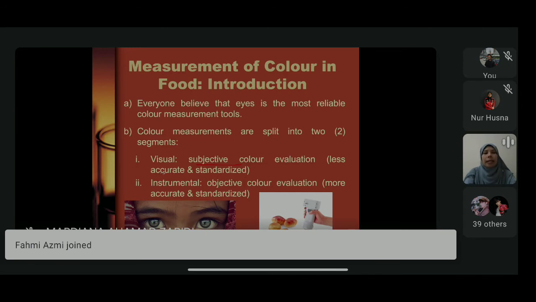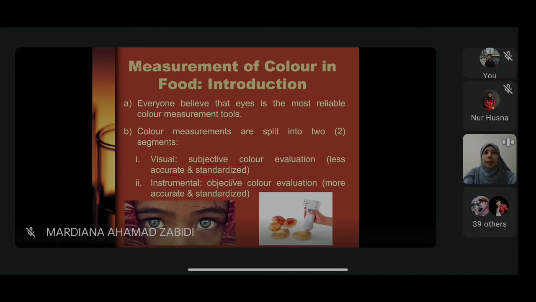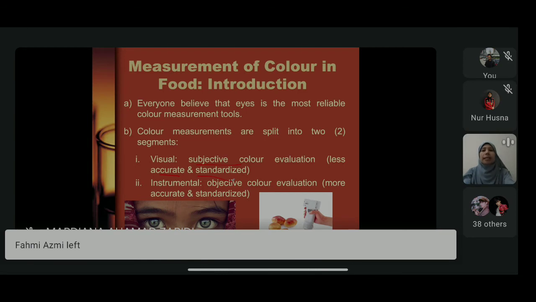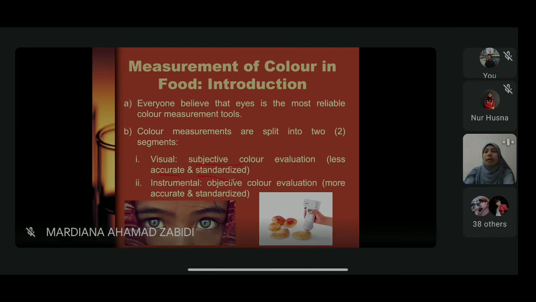It can be less accurate, less standardized, and it can be biased as well, because if, let's say, certain individuals favor that particular color of the product, they can consider that particular product acceptable. But some individuals, if they don't favor that color of the same product, may perceive that color as unacceptable. Alright, so in terms of standardization, it's quite difficult to standardize by using human eyes, but it can be done.